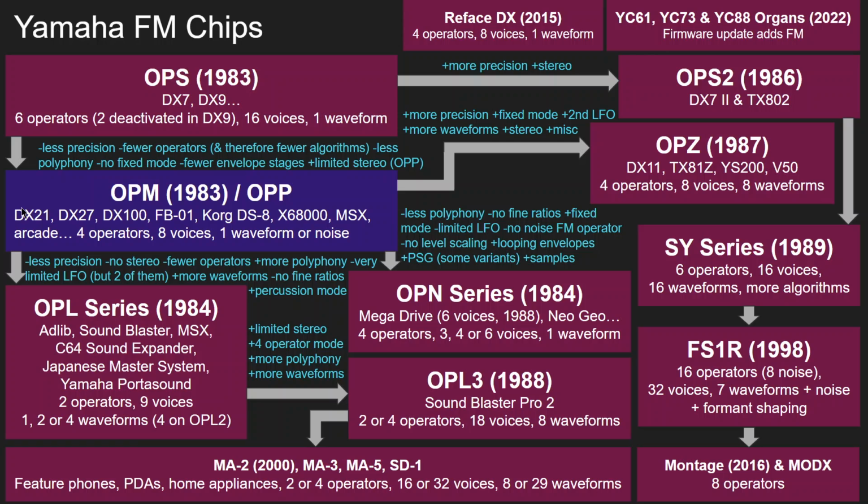And the other direction was to develop the more affordable version, rather than just deactivating two voices. They eventually decided to make a brand new chip that had less functionality, so it was cheaper to produce. I don't know, like fewer transistors, probably, stuff like that. So that's the OPM chip, which was used in a bunch of Yamaha synthesizers, DX21, 27, 100. A sound module called the FB01.